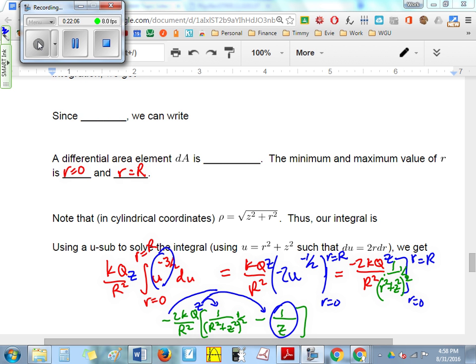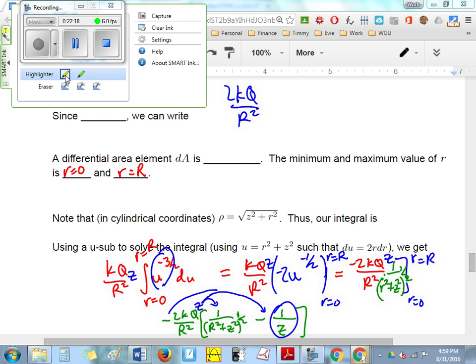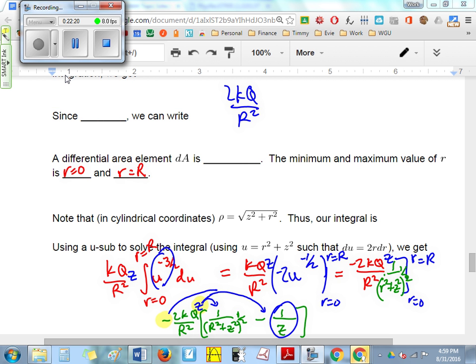Okay, so here's what I got. Right at the top of the page, I got 2kq over r squared. The negative is going to be distributed in, as is the z. So let me show you what I'm distributing. I'm distributing this negative and this z. Okay, so on the inside then, the fractions reverse, and the 1 over z fraction ends up first. But you're multiplying by negatives.